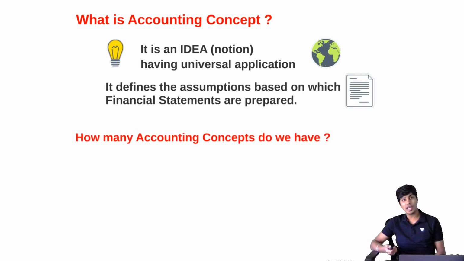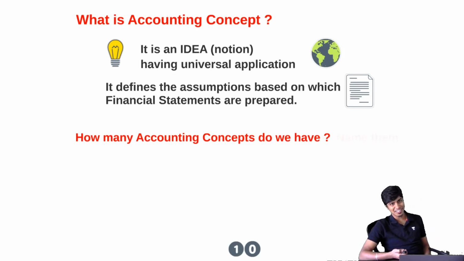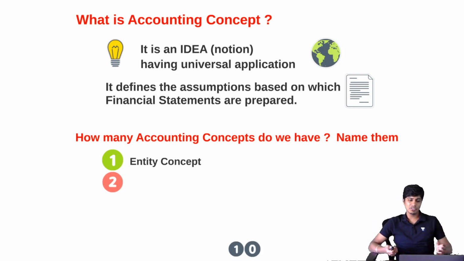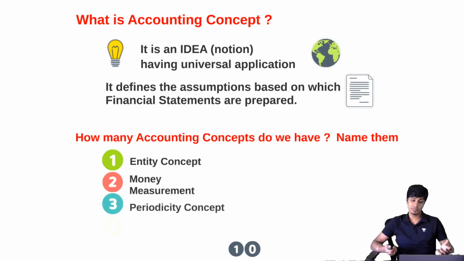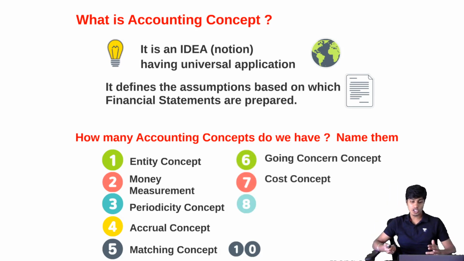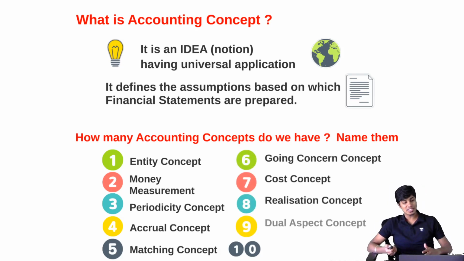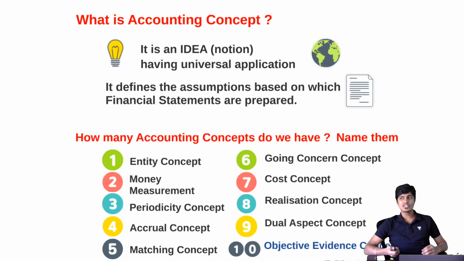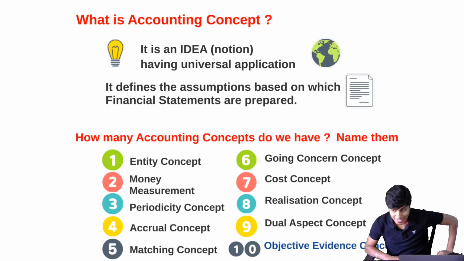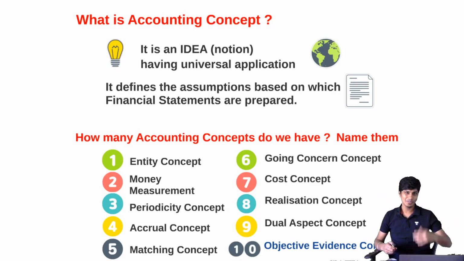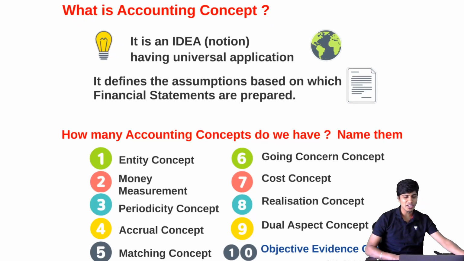How many concepts do we have? We have 10 concepts, and we're going to discuss one after the other. Let's start with the first one, that is entity concept, and then we're going to go in the order. Then we'll discuss money measurement, periodicity, accrual, matching, going concern, cost concept, realization concept, dual aspect concept, and lastly objective evidence concept, which is not printed in the ICAI material right now, but it used to exist at one point of time. So we'll discuss that as an add-on.